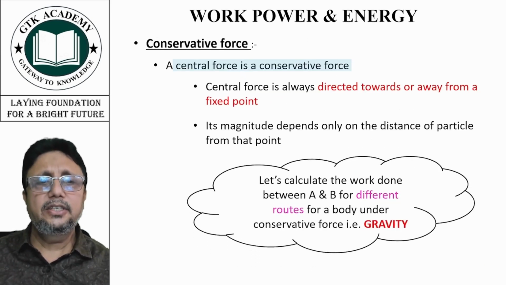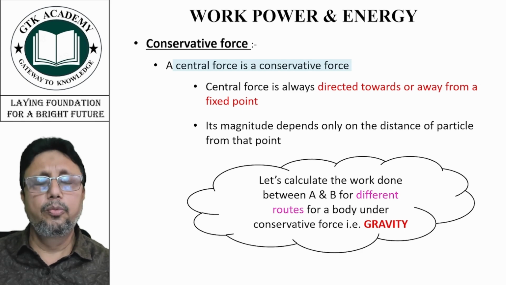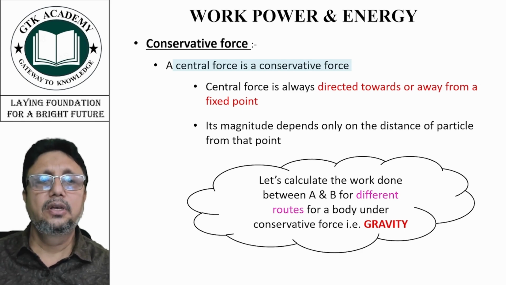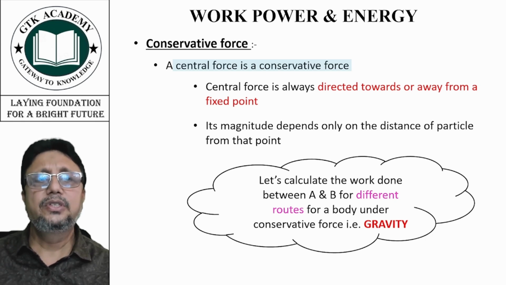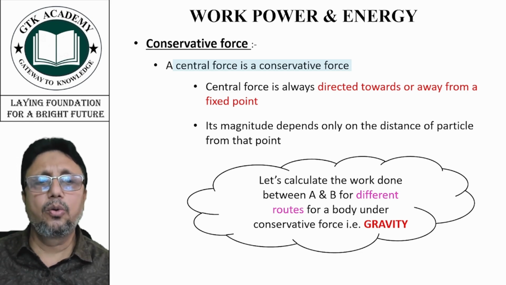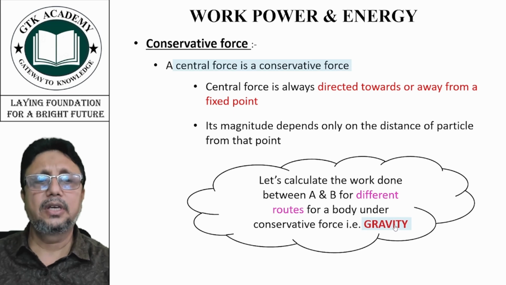Now, what we will do, let's calculate the work done between two points A and B for different routes for a body under a conservative force, which is gravity here. We are taking gravity, and then we will show you how the work done is the same irrespective of the routes you adopt. But here there is one small clarification, because some people get doubt. I'll clarify on this, especially when we are discussing gravity.